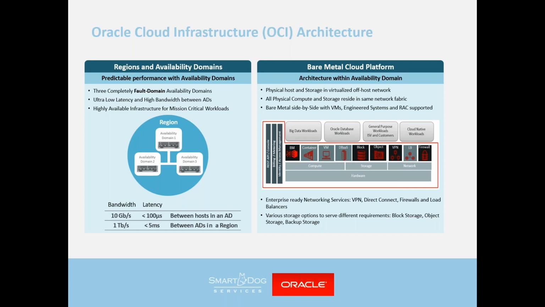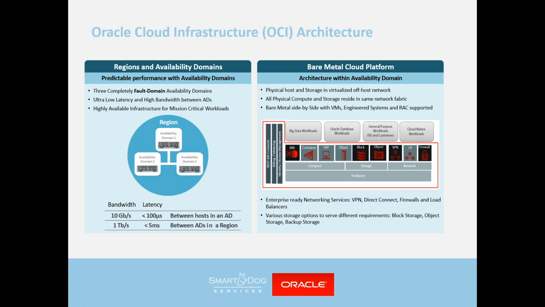As you can see, the speed that has been set up between different ADs in a region is less than 5 millisecond connection speed between, say, availability domain 2 and 3, or between 1 and 2 or 1 and 3. So it is extremely fast. And if you have hosts running against any one of those, then you get less than 100 microseconds of latency within the hosts right over here.